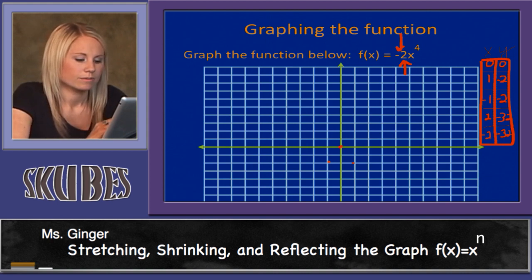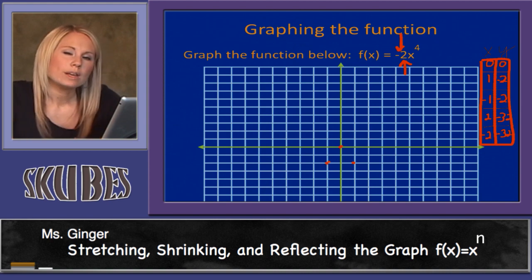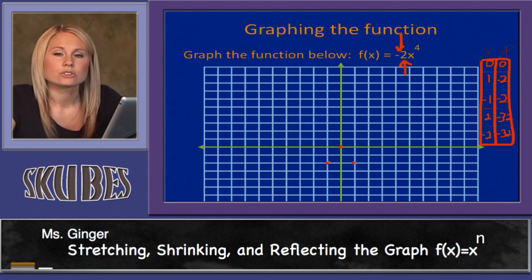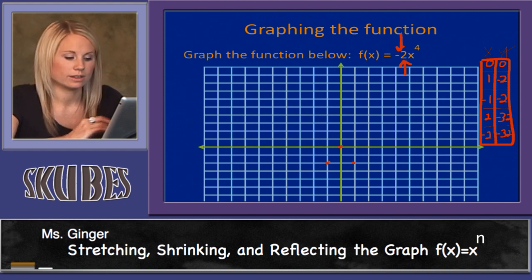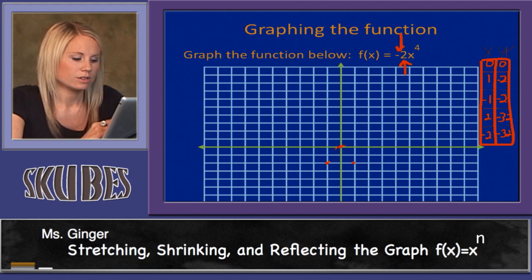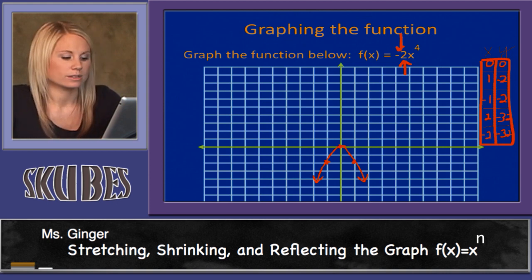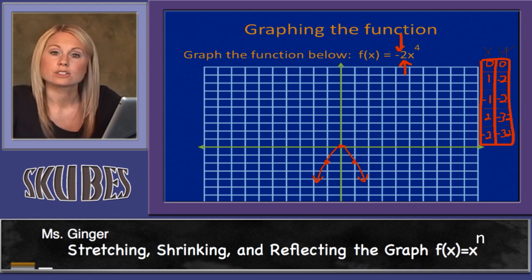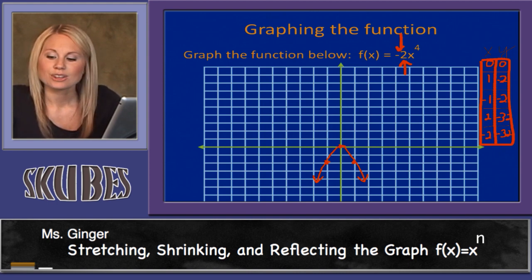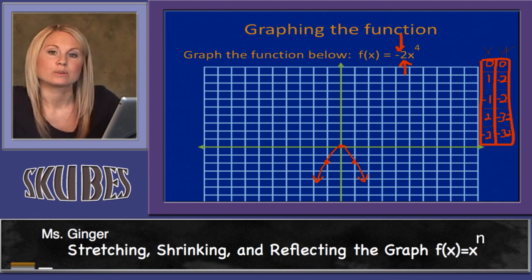Here, we know that for even-powered functions the ends are doing the same thing. The end behavior should both be doing the same thing. And since it's been reflected, they're both going to be going down instead of up where they started in the original parent function. So this graph may look something like this, because it's going to shoot way down once we get out past those 1s and negative 1s. That just gives us a general picture. This concludes our lesson on stretching, shrinking, and reflecting the graph of f of x equals x to the n.